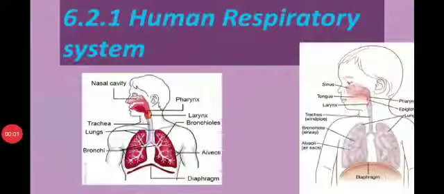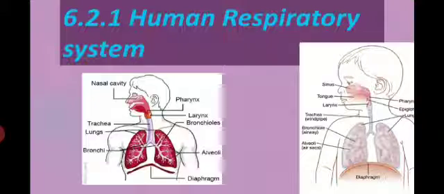Good morning, students. Let's continue with the topic in the sixth chapter, the Human Respiratory System. In the human body, you have to see the lungs and the other organs that help get oxygen in and carbon dioxide out of the body.